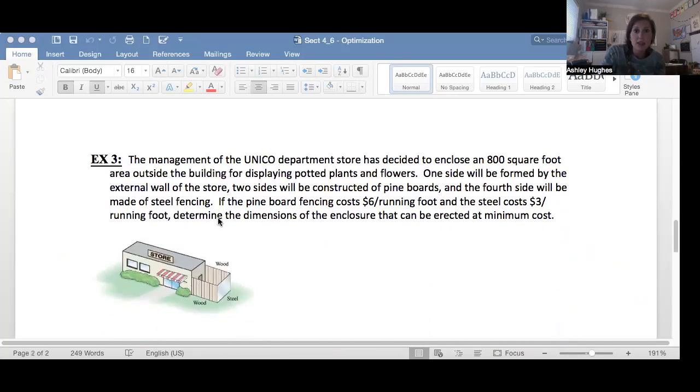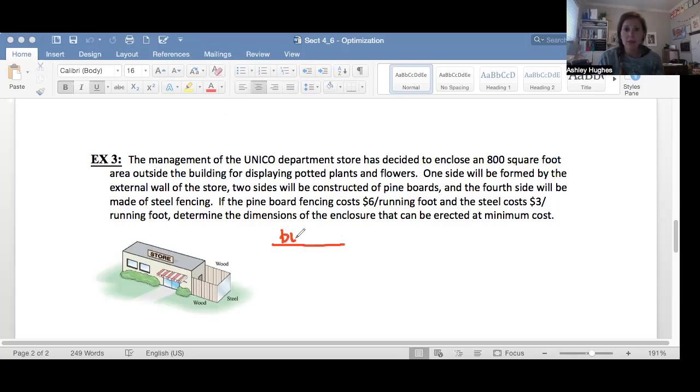And the management of the Unico department store has decided to enclose an 800 square foot area outside the building for displaying potted plants and flowers. One side will be formed of the external wall of the store. 2 sides are constructed of pine boards. The third side will be made of steel fencing. The pine board fencing costs $6 per running foot. The steel costs $3 per running foot. Determine the dimensions of the enclosure for minimum cost.